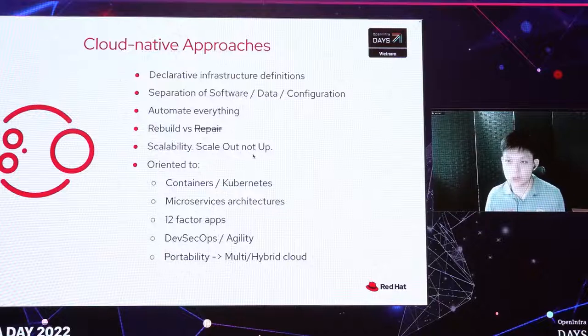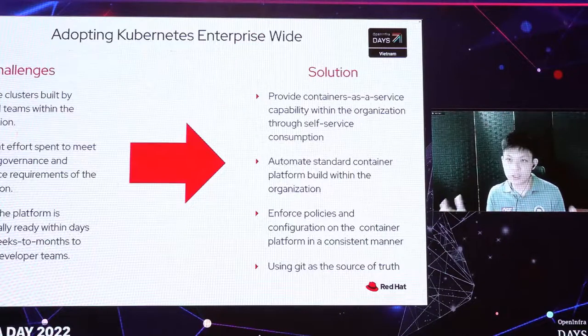Because of things like horizontal pod autoscaling, for instance, we are oriented to containers and Kubernetes, having microservices architectures and being able to deploy pods across different environments. In our case, we're talking about the open hybrid cloud environment, where it can be on-prem, inside the public cloud, or anywhere else, basically, using this cloud-native approach. So what are some of the challenges?